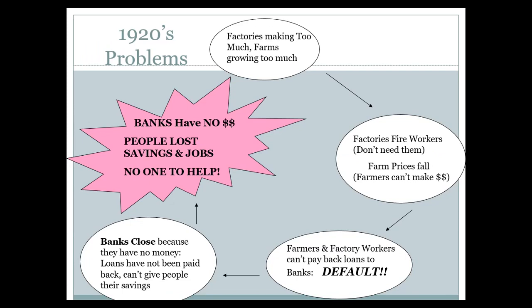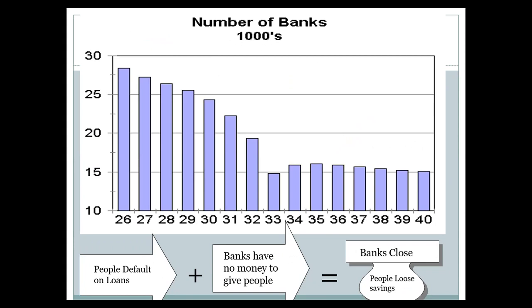And this starts a very, very vicious cycle. Factories, farms making too much, they have to lay people off. So now people aren't making money. Farm prices fall, so they're not making money. People are going to default on loans that they owe to the bank. When you go into default, the bank is going to take things away from you. And if you have nothing of value or the bank can't recoup the cost, the banks are going to close. People are going to lose their life savings that's in the banks. And this just continues to go round and round and round.